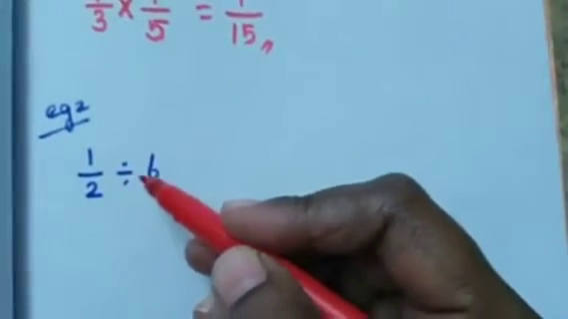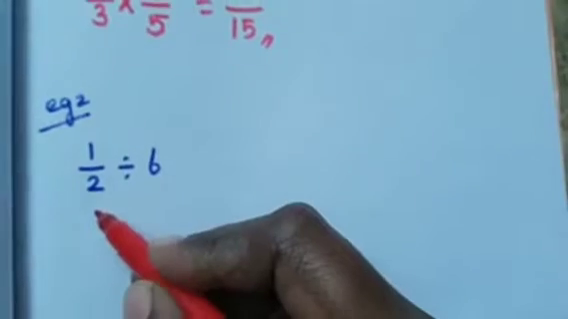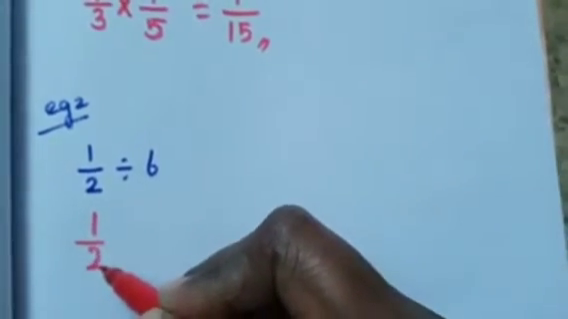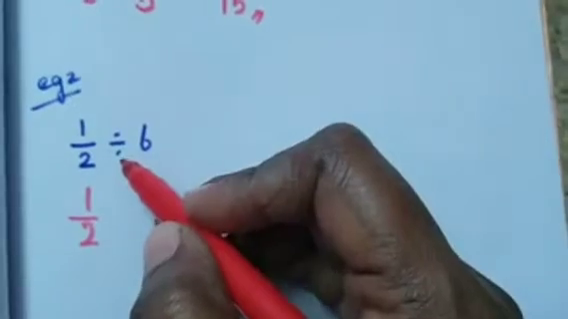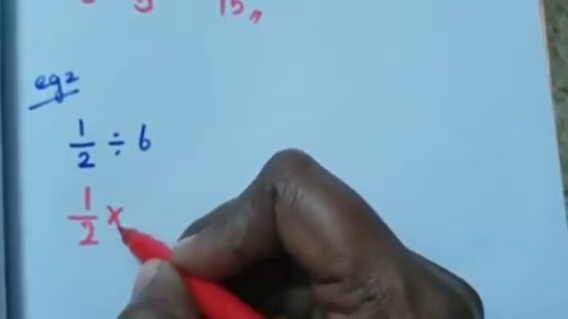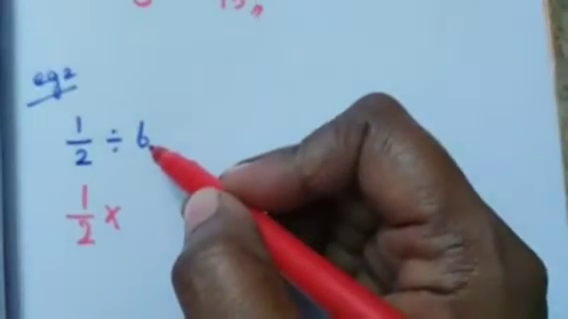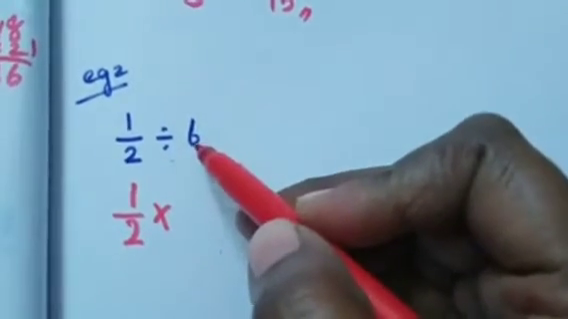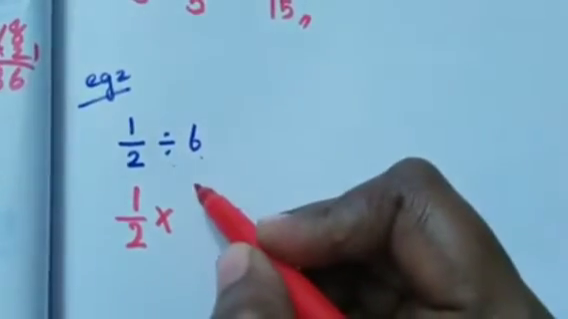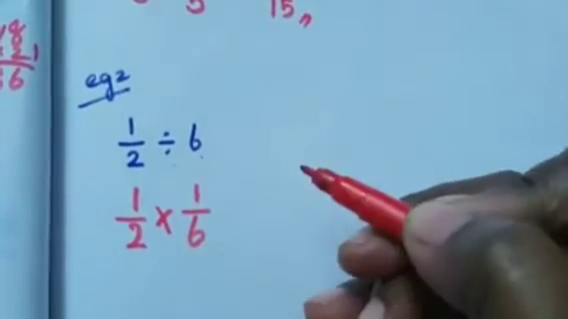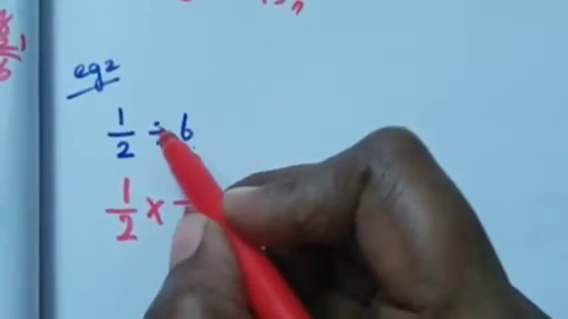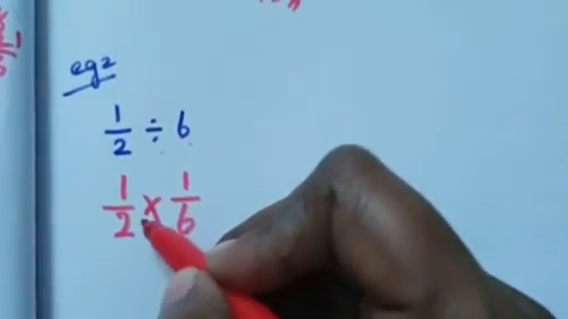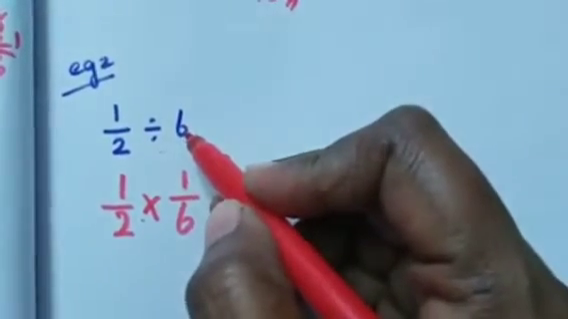1 by 2 divided by 6. We write 1 by 2 as it is, and for the division symbol we write the multiplication sign. Then we write the multiplicative inverse, or the reciprocal, of this number. What is the multiplicative inverse of 6? 1 by 6. See children, I have changed the division symbol into multiplication, then written the reciprocal of 6.